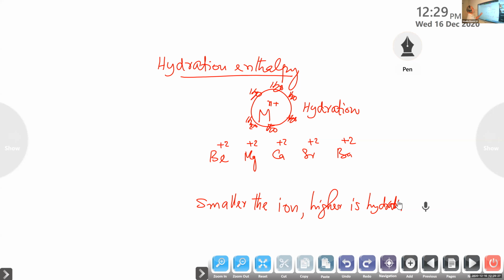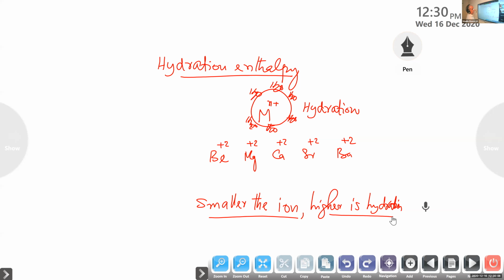Now you come to beryllium plus 2, magnesium plus 2, calcium plus 2, strontium plus 2, barium plus 2. Compare the size. You know, down the group, top to bottom, the ionic size increases. So at the topmost, there will be the smallest ion. Here the smallest ion is beryllium plus 2 ion, and it is more hydrated. Smaller the ion, more is the hydration.